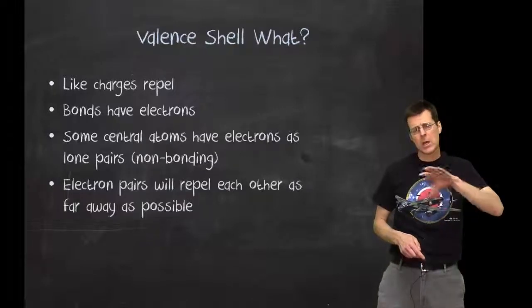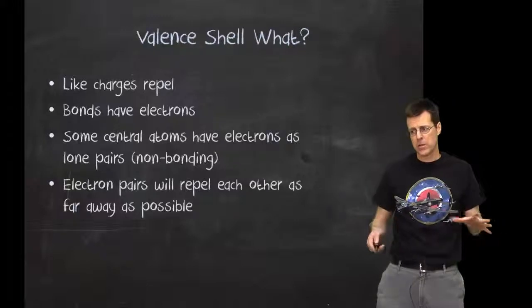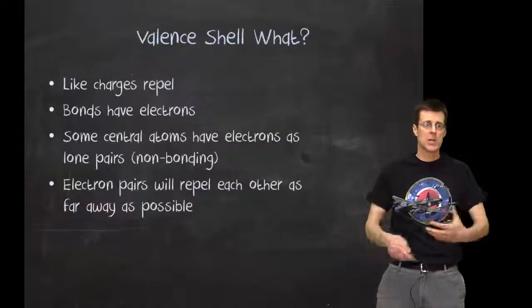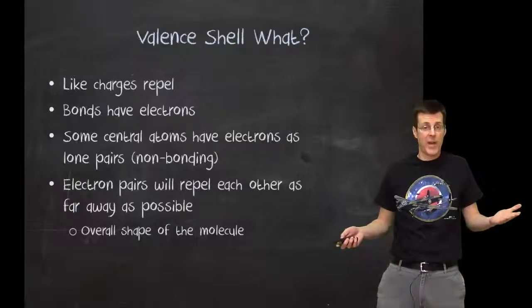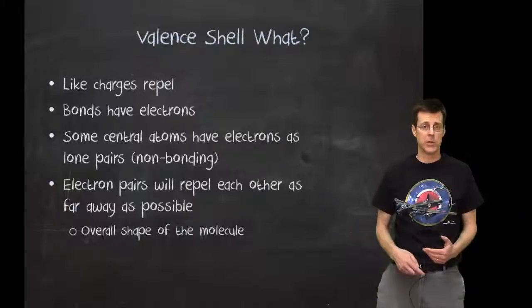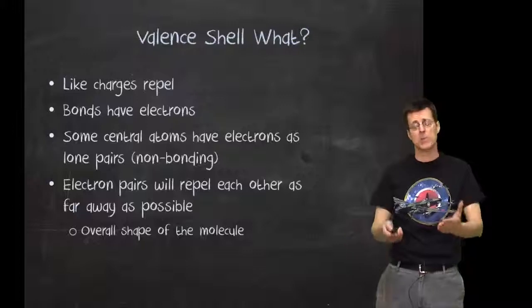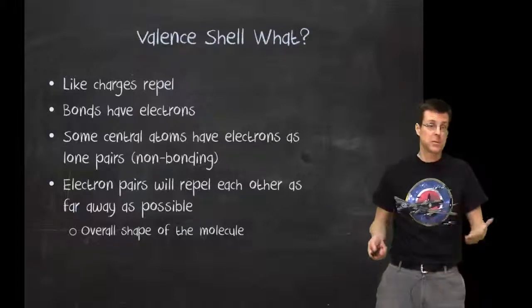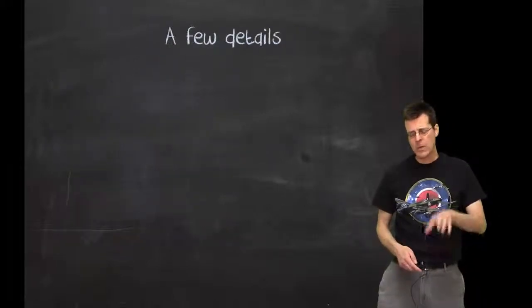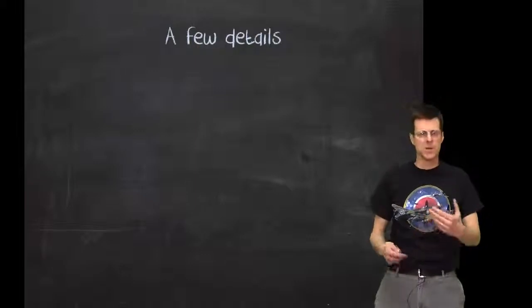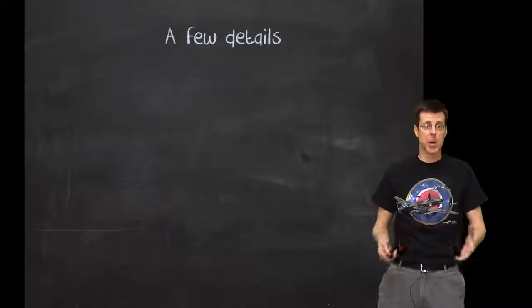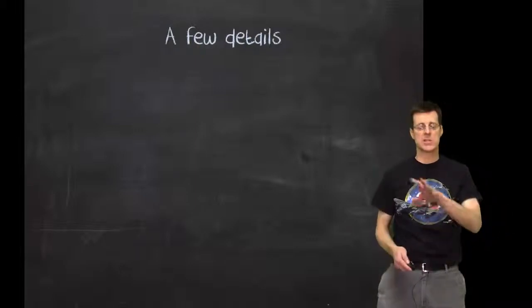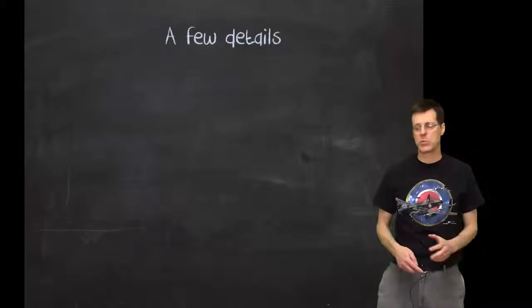And then as they all repel each other to try and get as far away from each other as possible, that's going to influence the overall shape of the molecule. So that's really what VSEPR theory is all about, trying to figure out the shape of a molecule from its Lewis diagram. Now there are a couple of things that we'll have to keep in mind, not so much right now, but as we move forward and as we try and put this into practice, and as we take Lewis diagrams and say, yes, this is what the shape is going to be.